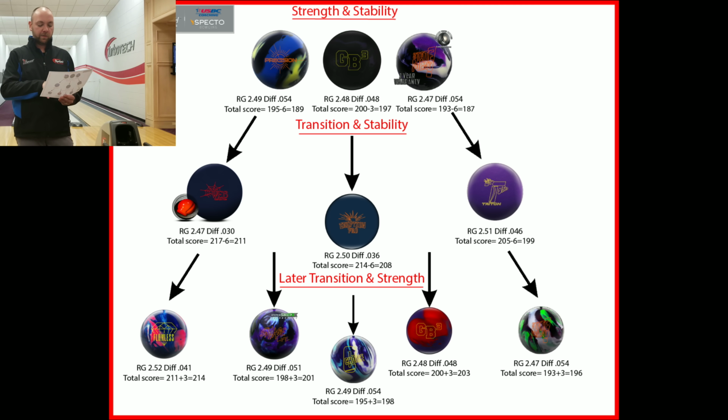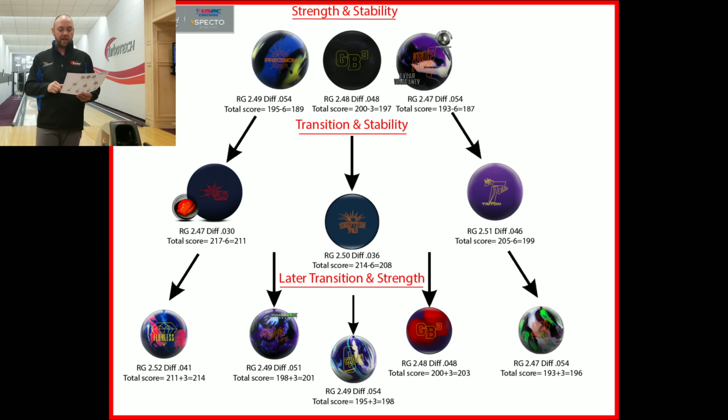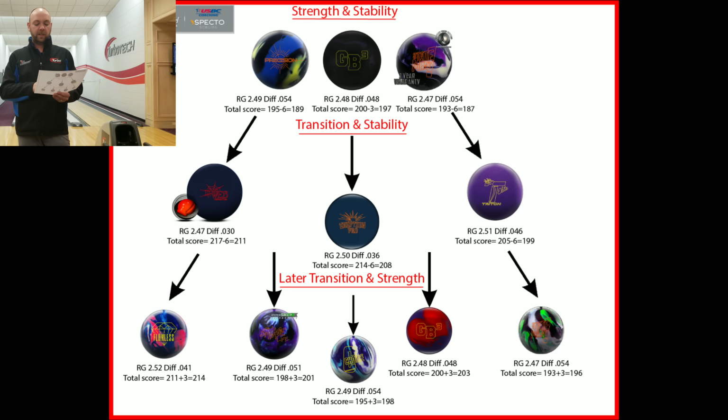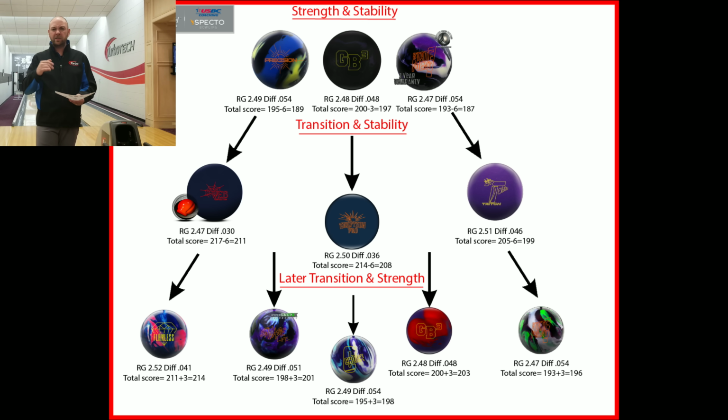And then I have a choice between the GB3 and the Savage Life, which are going to fit real similar in the same area. I'm going to take the Savage Life because it is a little bit stronger than what the GB3 Pearl is. So this is just kind of how I'm looking at it right now. You can see what I'm trying to do with these numbers. It's really nice to be able to put specific numbers into these bowling balls.